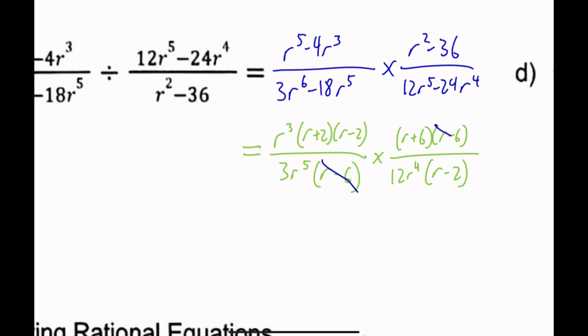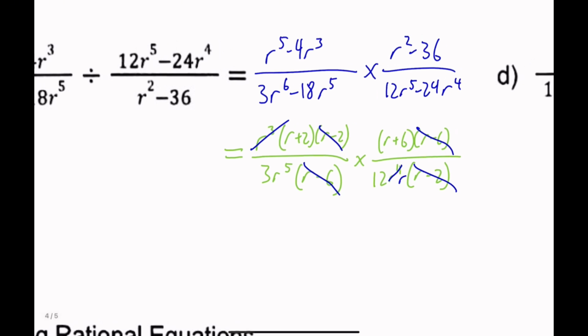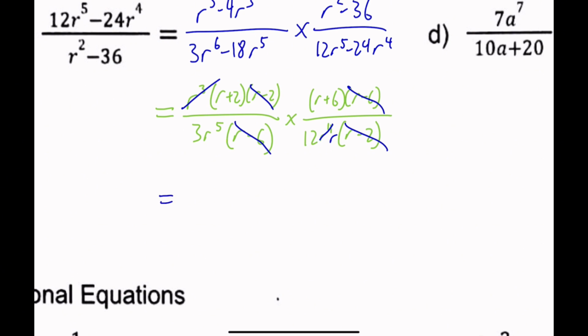And then we see what we can take out. r minus 6, r minus 6, r minus 2, r minus 2, they get taken out. r cubed, and then this becomes r, just r, right? And so what we have now is just going to be equal to r plus 2 times r plus 6 over 3r to the 5th times 12 times r. So that's going to be 3 times 12, that's 36. And then r to the 5th times r, that's going to be r to the 6th power. And there is our answer.